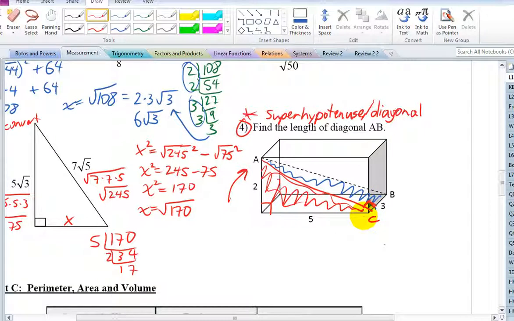You guys okay with that? Hands up if you see it. You don't have to. Not everyone's going to see it. Okay. So now that's one way you can see it. Now here's the other way.